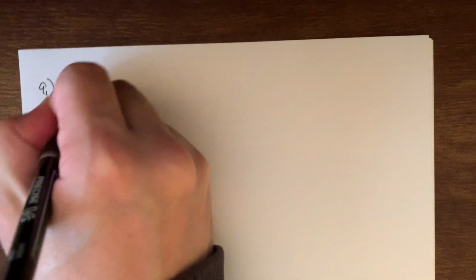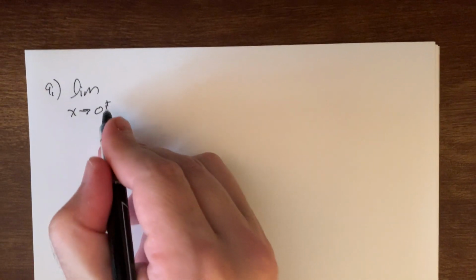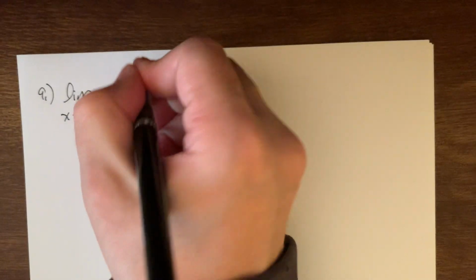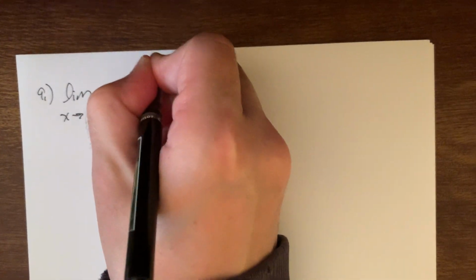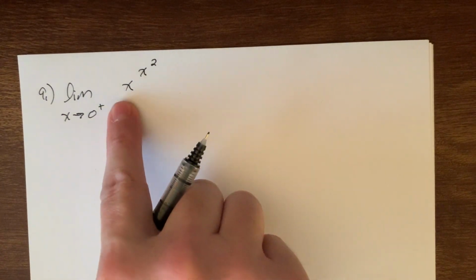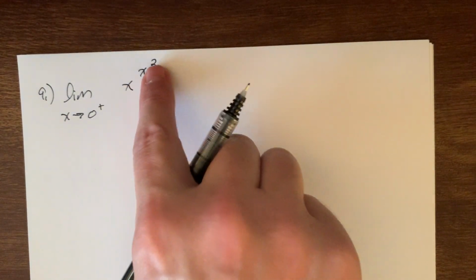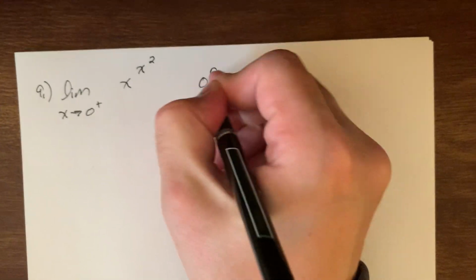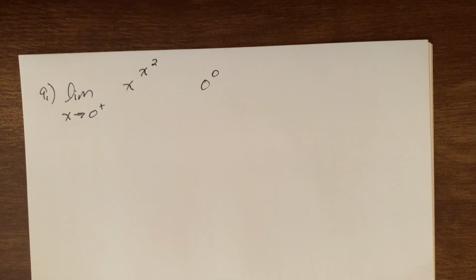Let's start with, this will be number 9. Let's take a look. The limit. Again, I've got 0 from the right. I'll point out why that's necessary in a little bit. x to the x squared power. What happens here? We plug in 0, 0 to the 0 squared power. That's 0 to the 0.